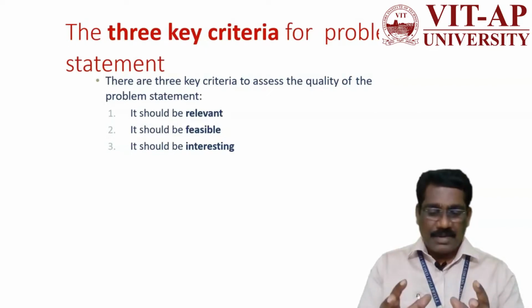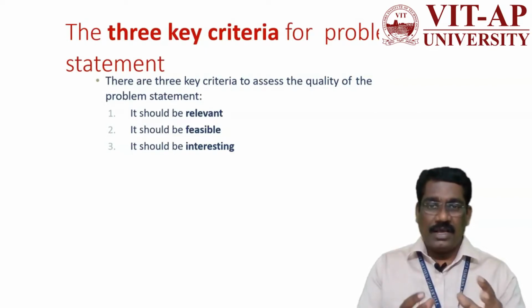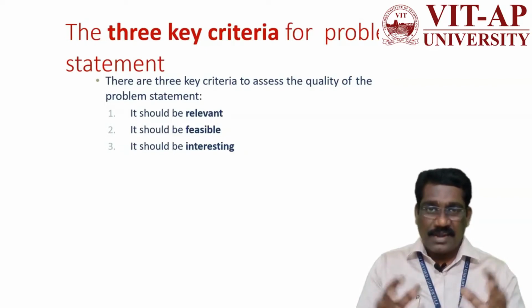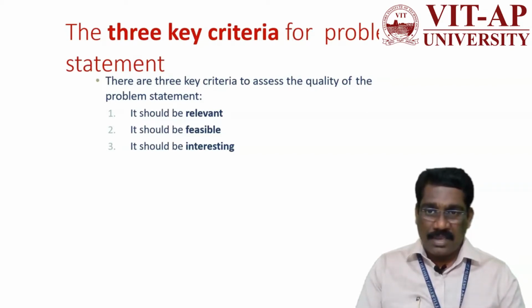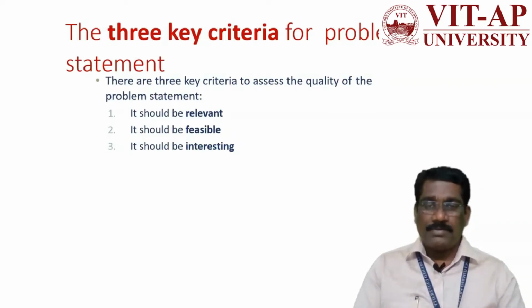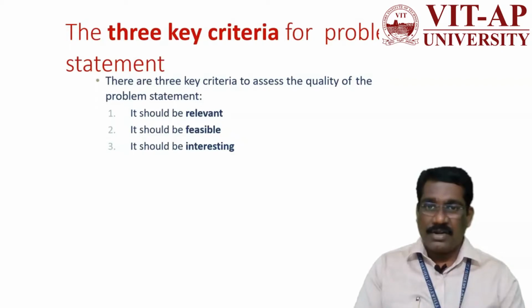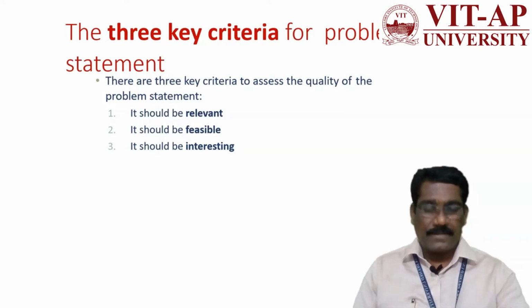And the problem statement comprises the research question and research objective that is going to really address the problem area. So whenever you develop your problem statement, these three important criteria have to be kept in mind. That is, it should be relevant, it should be feasible, it should be interesting.